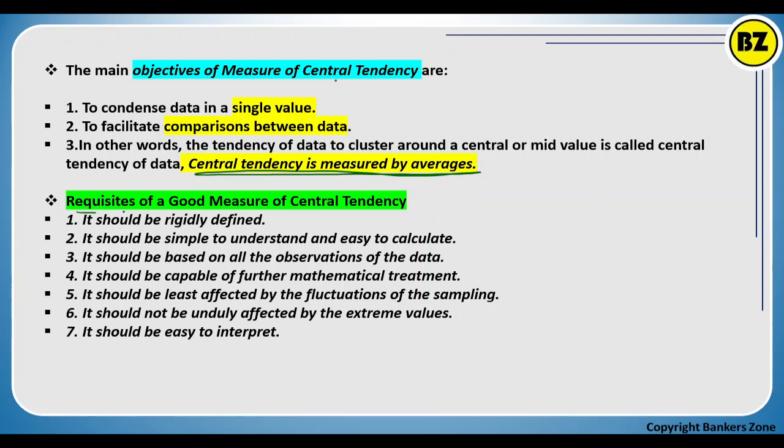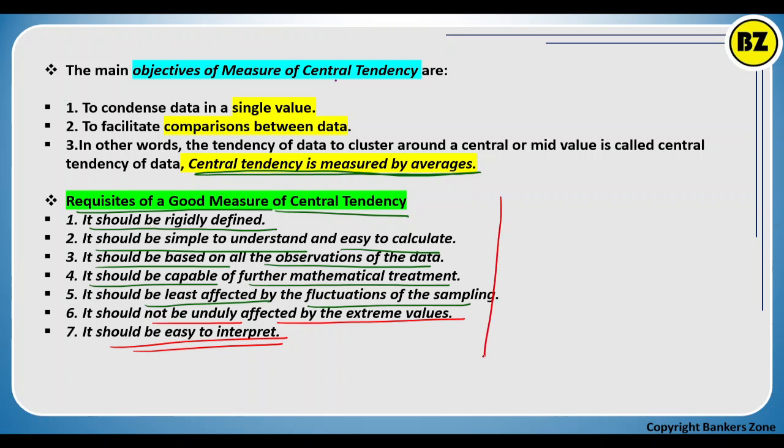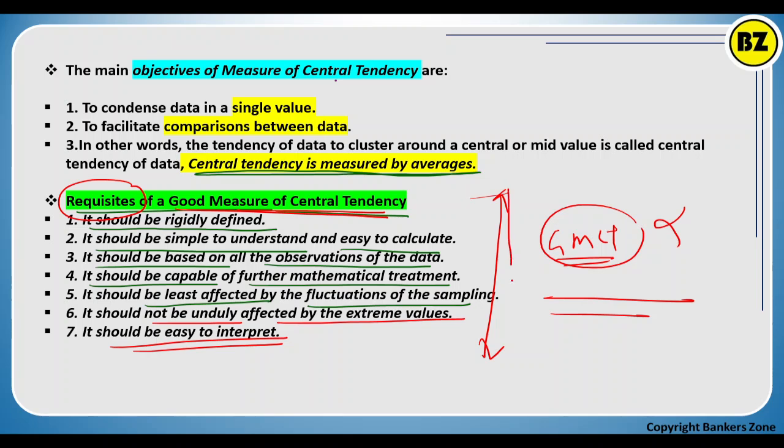Now see, the requisites of good measures of central tendency. So what are the requisites? Simply, it should be rigidly defined, simple to understand, easy to calculate, it should not be based on the observation of the data, it should be capable of further mathematical treatment, it should be least affected by the fluctuation of sampling, it should not be unduly affected by extreme values, and it should be easy to interpret. So these are the requisites of a good measure of central tendency. If a value fulfills these, you can say it is a good measure of central tendency. You don't need to remember this, just go through it, you don't need to mug up.